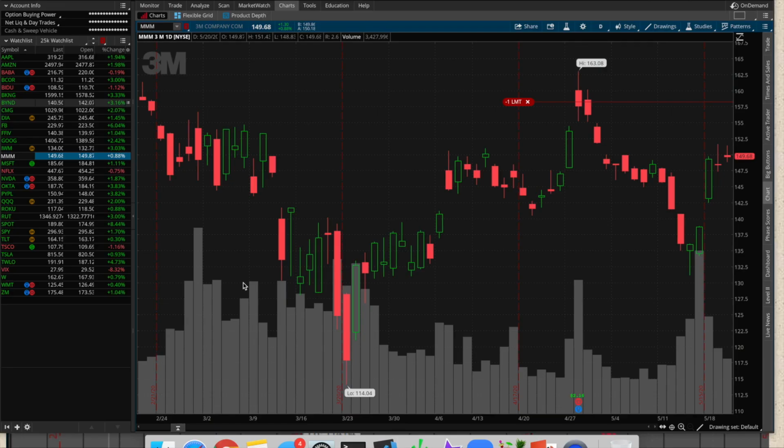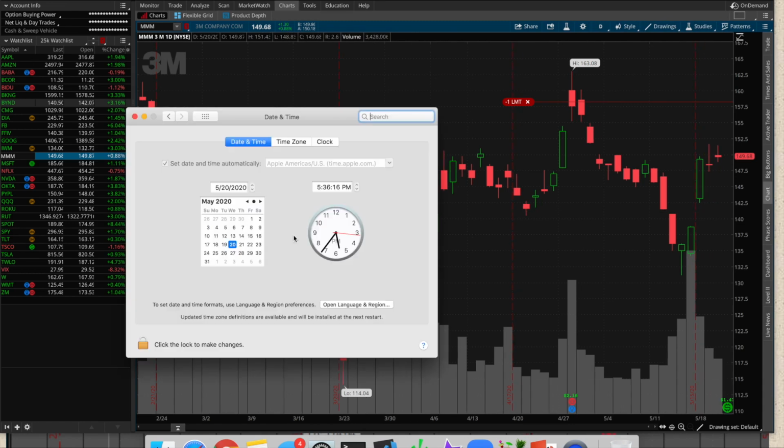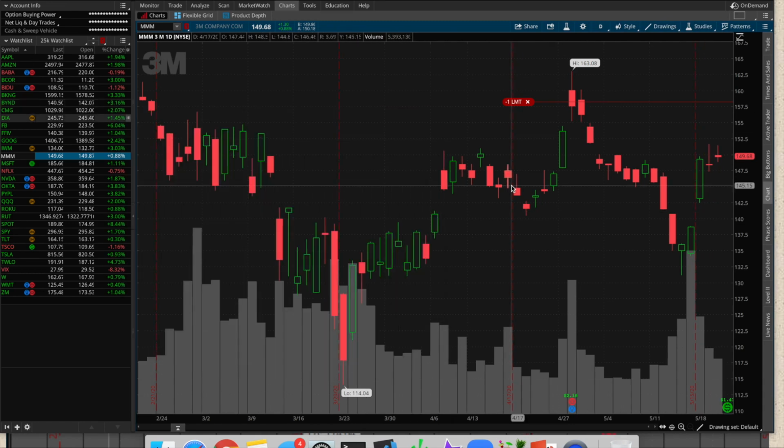So we are in Think or Swim right now, and I have removed all my indicators and all that other stuff so that I can explain this clearly to you. This is the really basic chart of 3M, or triple M, and we actually put on a trade on triple M last Friday, which was the 15th of May.